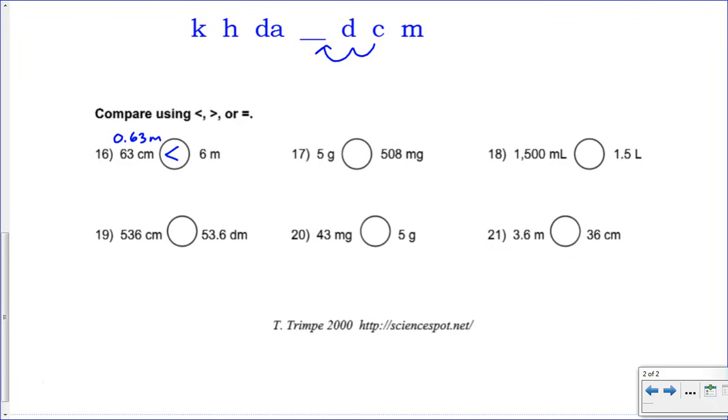Next one, going from 508 milligrams to grams. We're going to jump over 3 spots, 1, 2, 3. 508, jumping over 3 spots, we get 0.508. Comparing those, 7 or 5 is greater than 0.508.